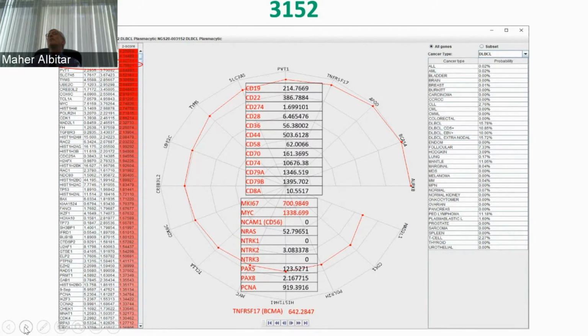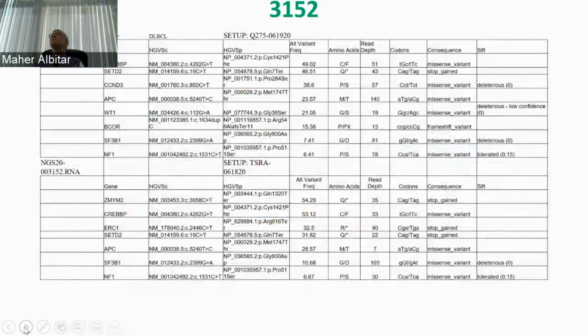MYC is very high, significantly higher than the KI67. So it is not perfect, but it definitely has MYC overexpression and BCMA overexpression. And this is not your typical diffuse large B-cell lymphoma by all means. Next slide. If we look at the mutations, we see all these mutations that we typically see in diffuse large B-cell lymphoma. So this is not unusual. Next slide.